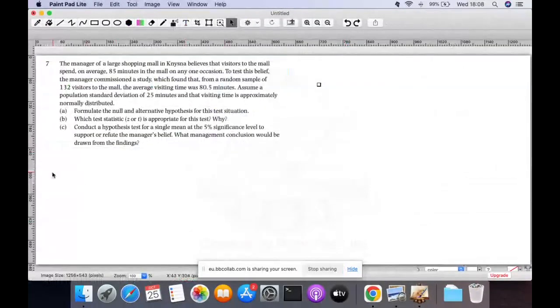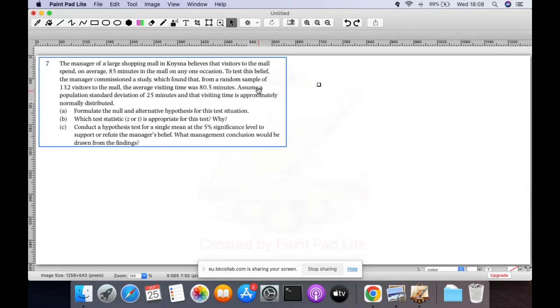All right, so I'm going to try and go over two examples from your textbook to illustrate how to work through hypothesis testing problems. The first question I'll work through is on page 245 of your textbook, and it's exercise 7. I pasted the question here on the whiteboard for reference. If you read the question, it says the manager of a large shopping mall in Eisner believes that visitors to the mall spend on average 85 minutes in a mall on any one occasion.